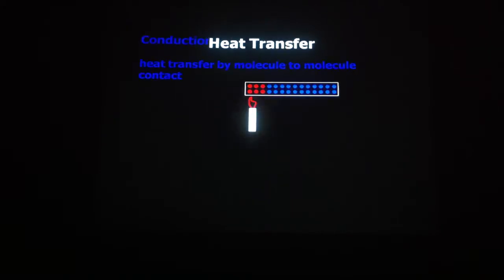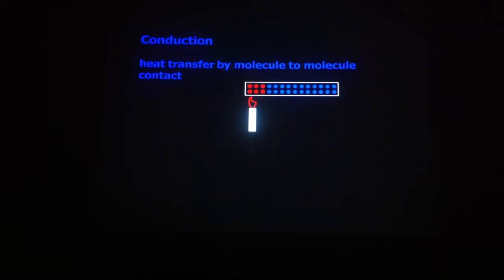And there are three ways. The first way is through conduction, and this is a quite common way. Heat transfers through molecule-to-molecule contact. So here we have a candle with hot gas, okay, and that is conducting energy, heat, to the molecules of this metal bar. This could be a frying pan or anything, doesn't really matter, but in this case it's a metal bar.